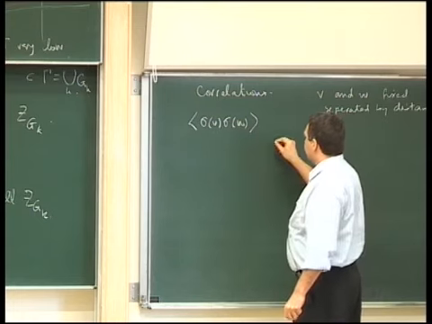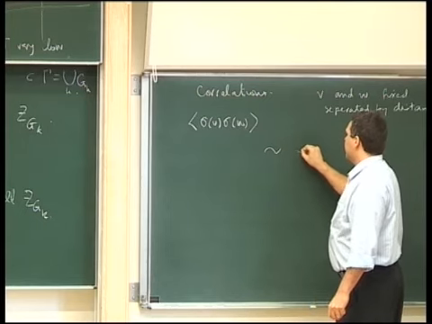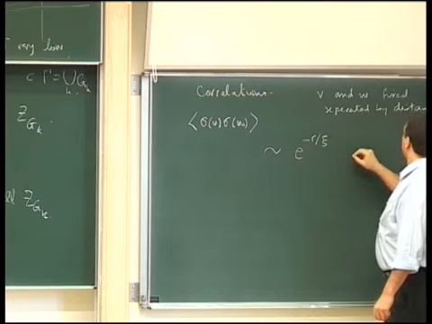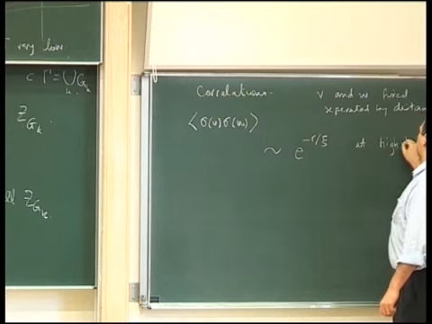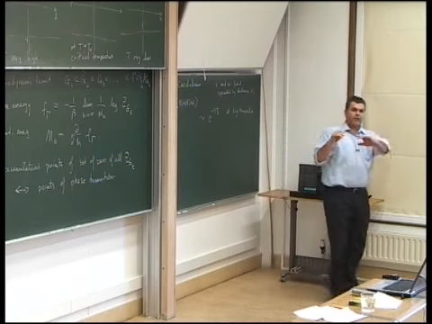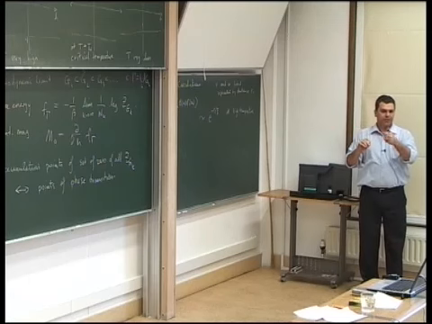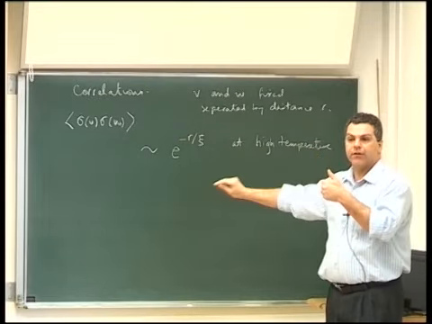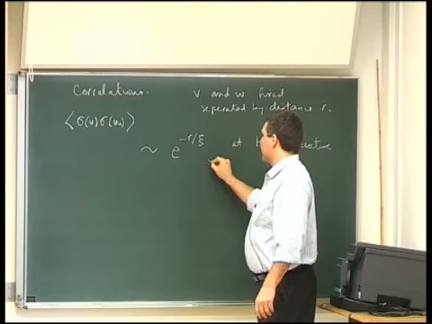And you expect at high temperature this should go roughly like e to the minus r over c at high temperature. Now, what this means is that at high temperature, the spins are jumping back and forth very quickly, and the influence of one spin being in a plus state can't affect things very far away. So there's an exponential decay to the correlation between two spins. This c is called the correlation length.